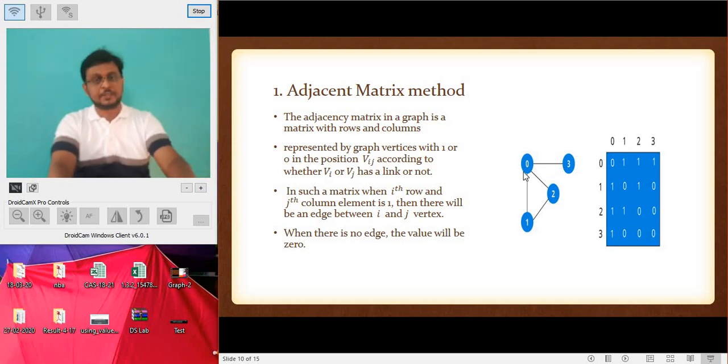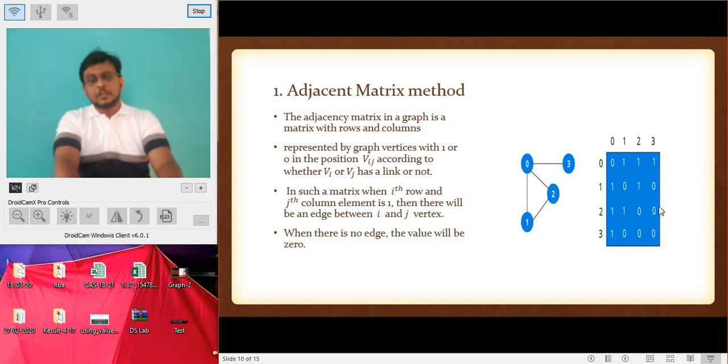See here, we have vertices labeled 0, 1, 2, 3. In this case the number of vertices is 4, so we have to use a 4 by 4 matrix here. They are represented with the names given here, 0, 1, 2, 3. Or if they are A, B, C, D, then you can represent them that way.